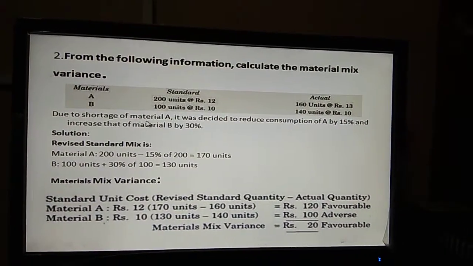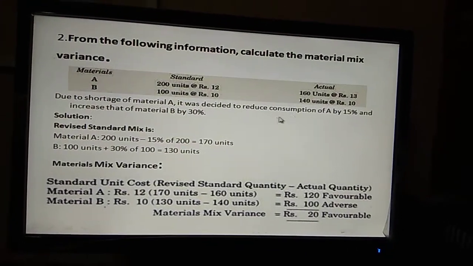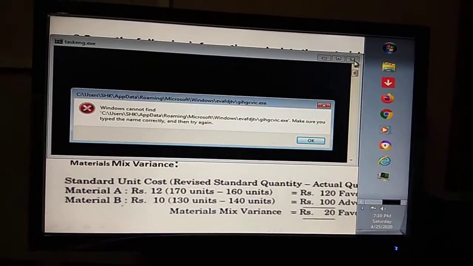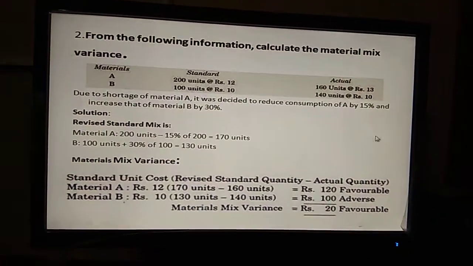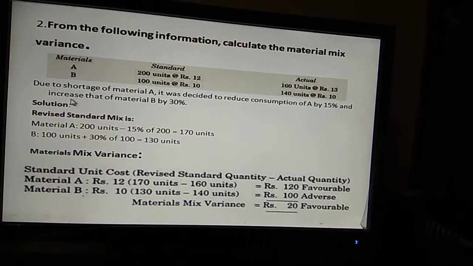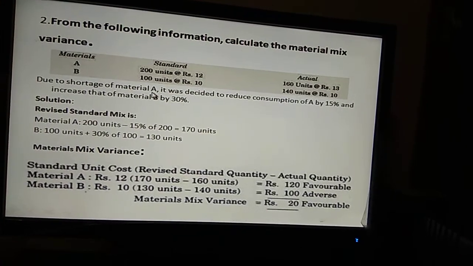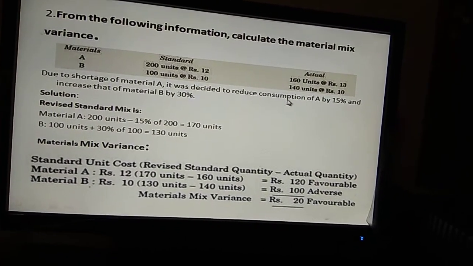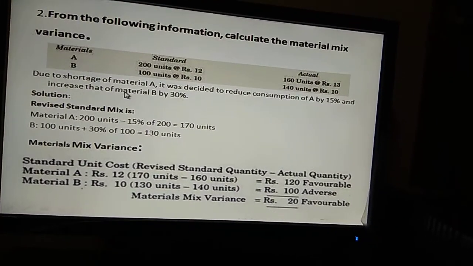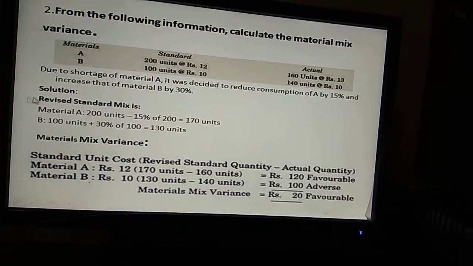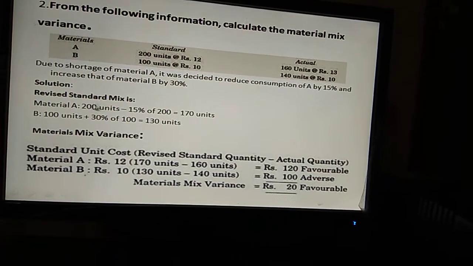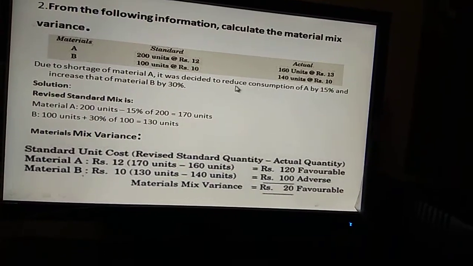So due to shortage of material A, it was decided to reduce consumption of A by 15% and increase that of material B by 30%. Let me repeat. Due to shortage of material A, it was decided to reduce consumption of A by 15%. Keep in your mind, and increase that of material B by 30%. Now let us solve. So we'll see revised standard mix. Now we have to find out revised standard mix because of this information.